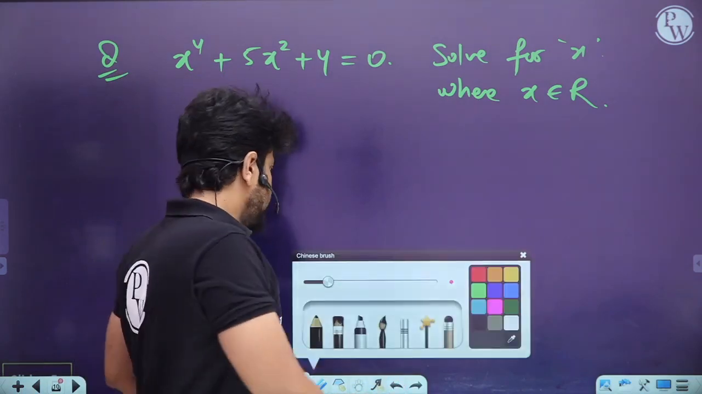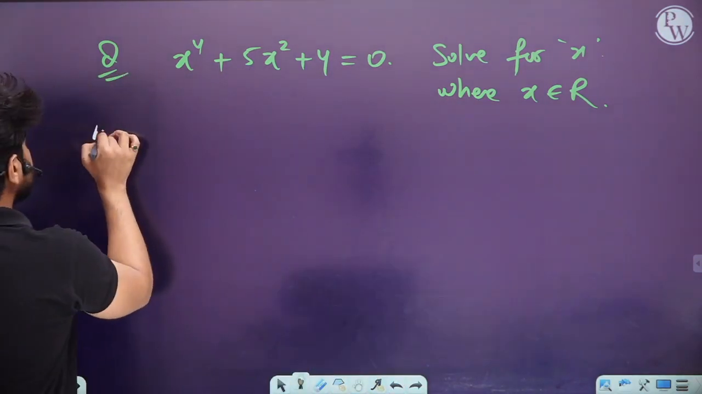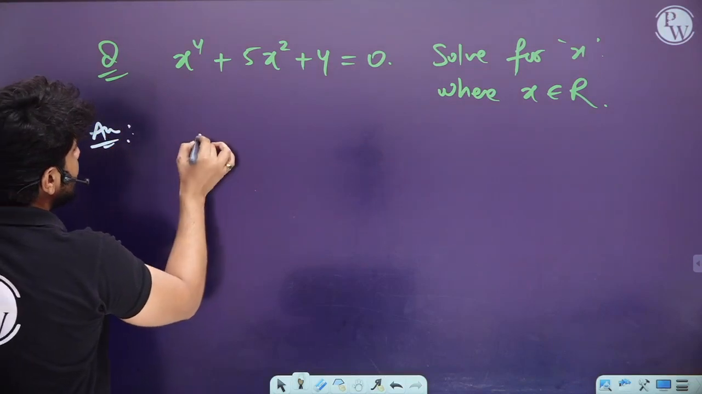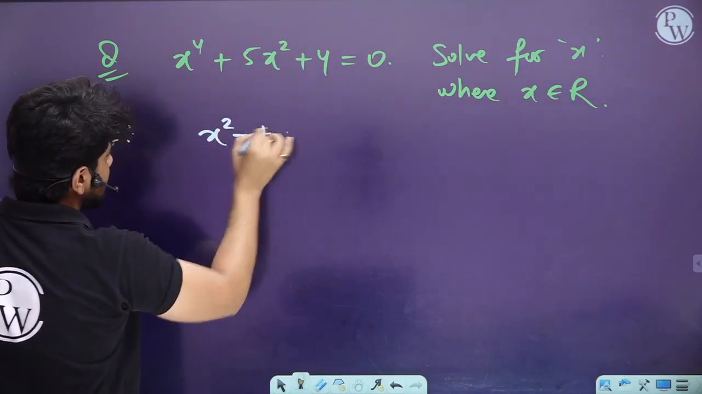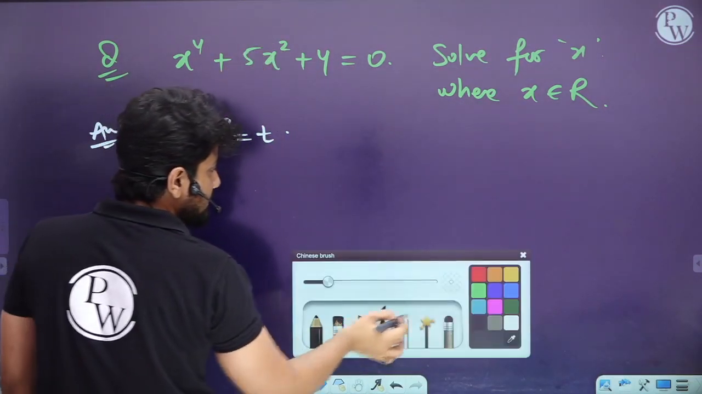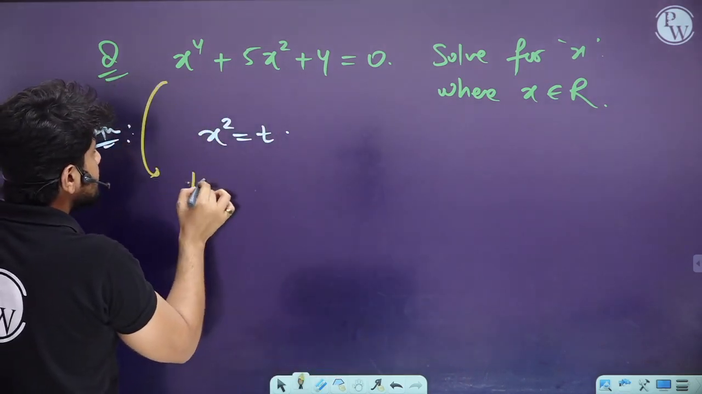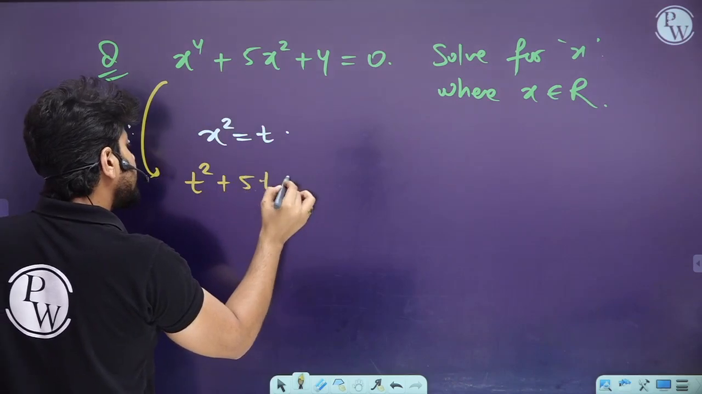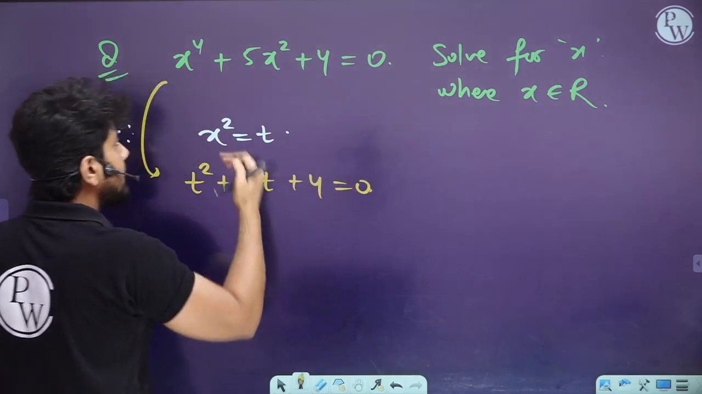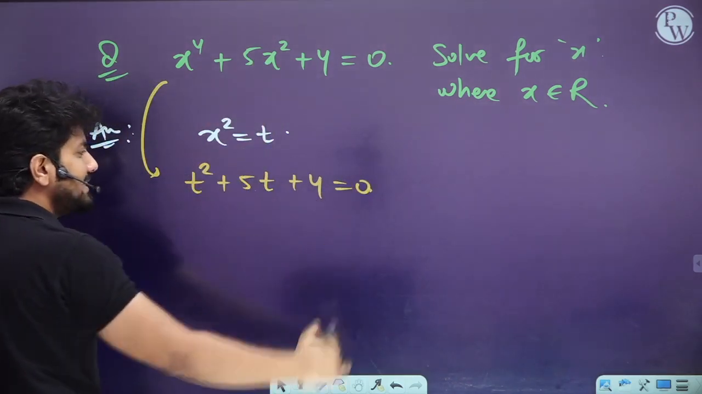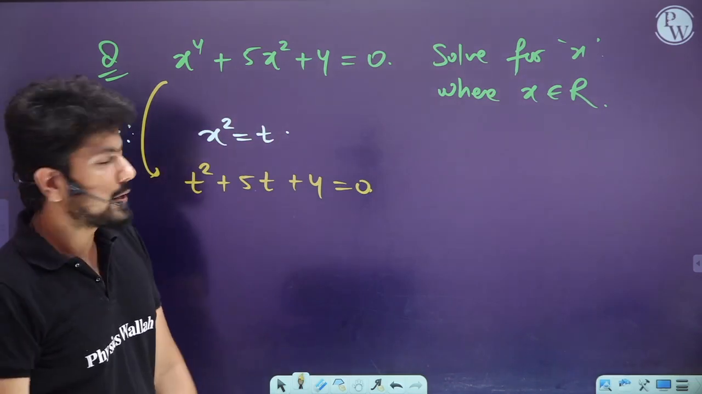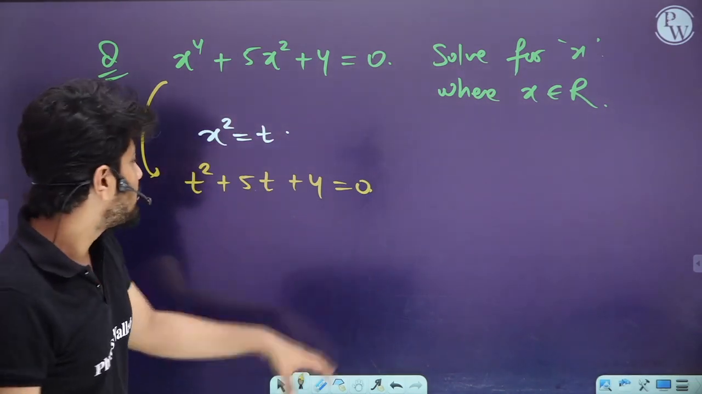So how do we solve it? Simply, we are going to take x square as t. If I put x square as t in this equation, we get t square plus 5t plus 4 is equal to 0, right? We have converted this equation into a quadratic one. Now this is a quadratic equation. How do we solve it?